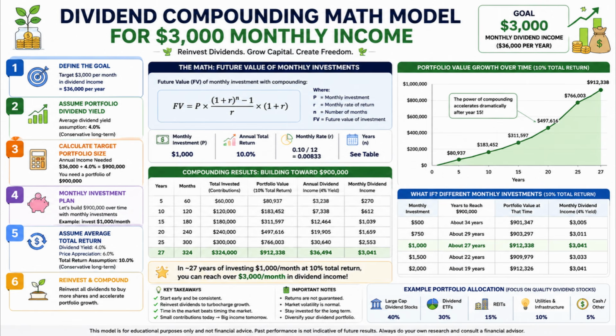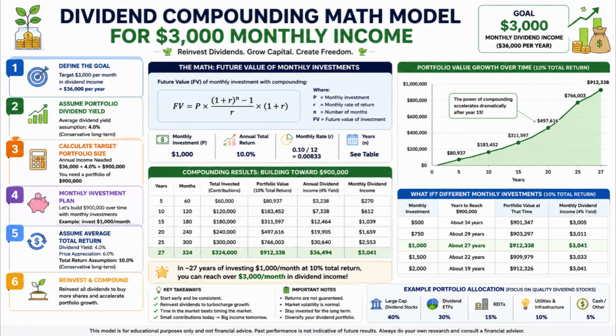Then, after 20 years, total contributions will reach $240,000. Because of long-term compounding, the portfolio may be worth approximately $497,616. At a 4% yield, this could generate around $19,905 per year, or approximately $1,659 per month. After 25 years, the investor will have contributed $300,000.